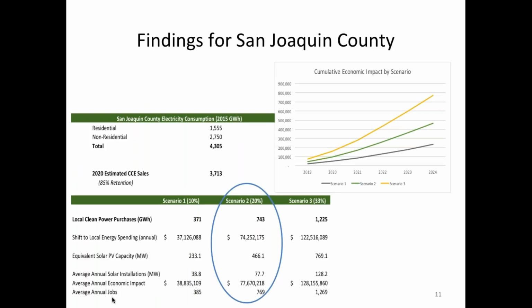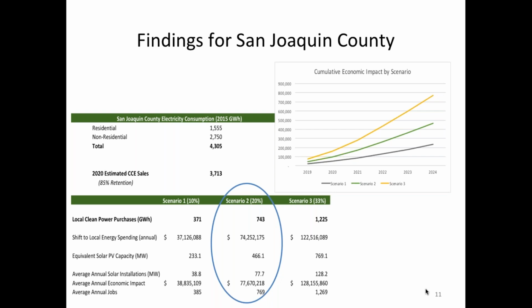Let's dive into the findings for San Joaquin County. So each of these, I'll walk through a little bit more detail on the first one, and then you'll see it's the same setup for Fresno County and Tulare County. But in the report, there are many more charts and graphs and details behind each of these, so I encourage you to read through that. Starting from the top on the left, we looked at the electricity consumption, and again, this is just the addressable electricity consumption in San Joaquin County for residential and non-residential.